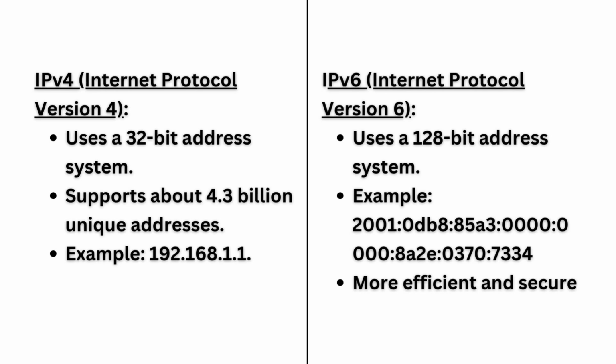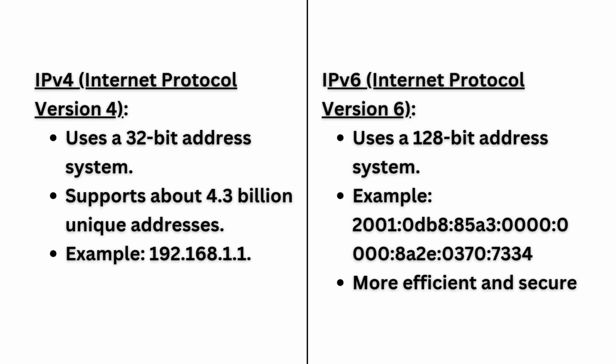You've probably heard of IPv4 and IPv6. These are the two versions of IP used today. IPv4 uses a 32-bit address system. It supports about 4 billion unique addresses. IPv4 has been around since the early days of the internet. But with the explosion of devices like smartphones, IoT gadgets, even smart fridges, we are running out of IPv4 addresses.